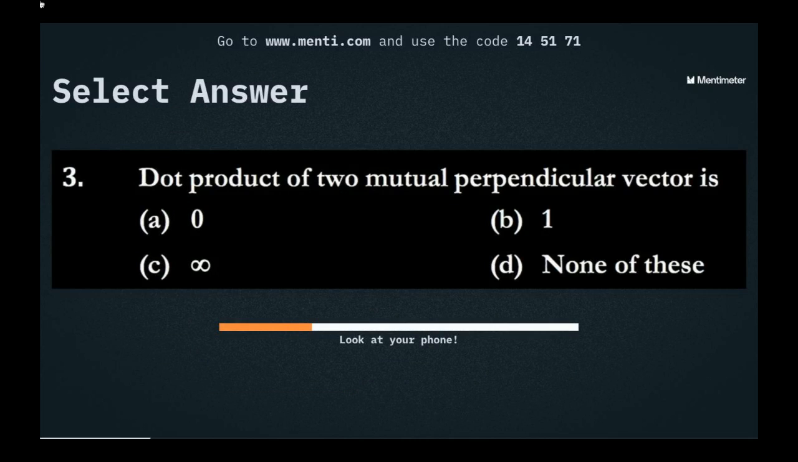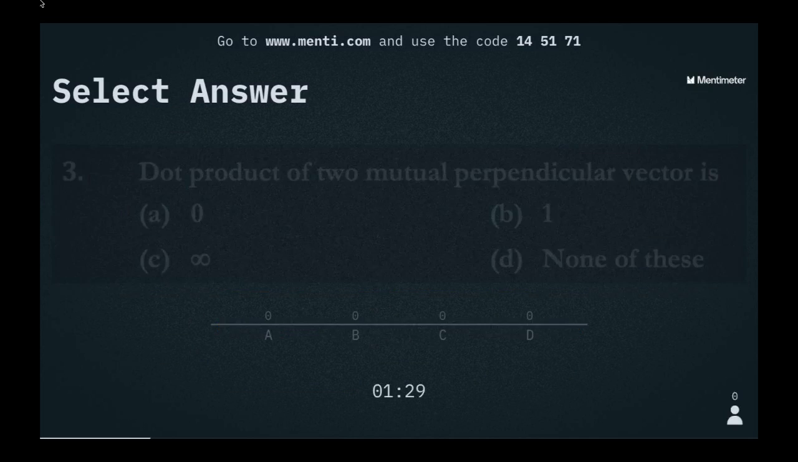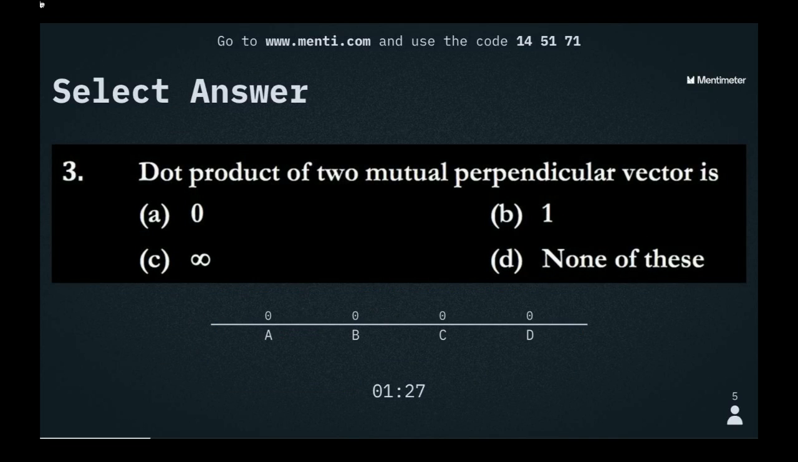No problem, Monisha. Dot product of two mutually perpendicular vectors is. Dot product of two mutually perpendicular vectors.